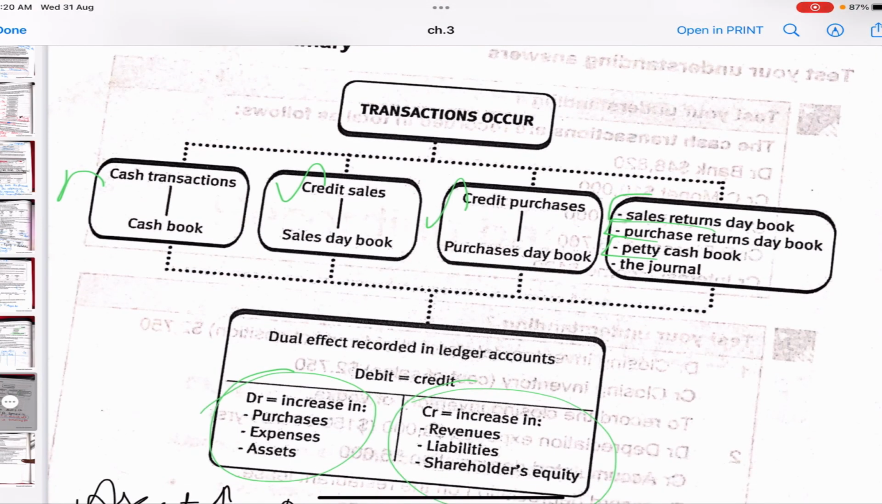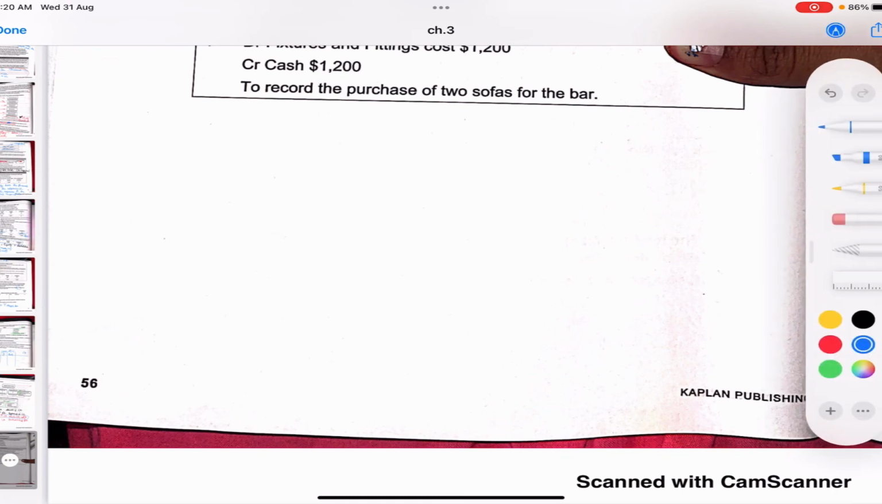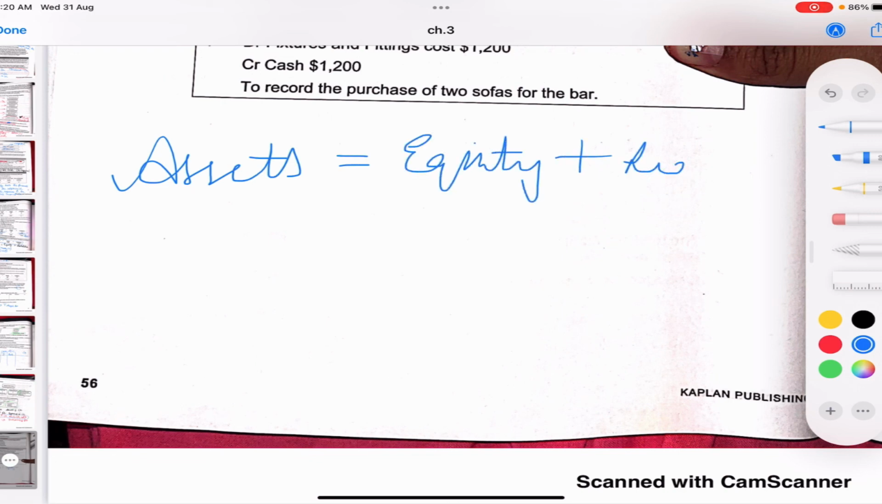Let me see if there's something which I have missed revising. Yeah, one more thing. Quickly, if you want to revise the accounting equation, it is nothing but assets equal equity plus liabilities.